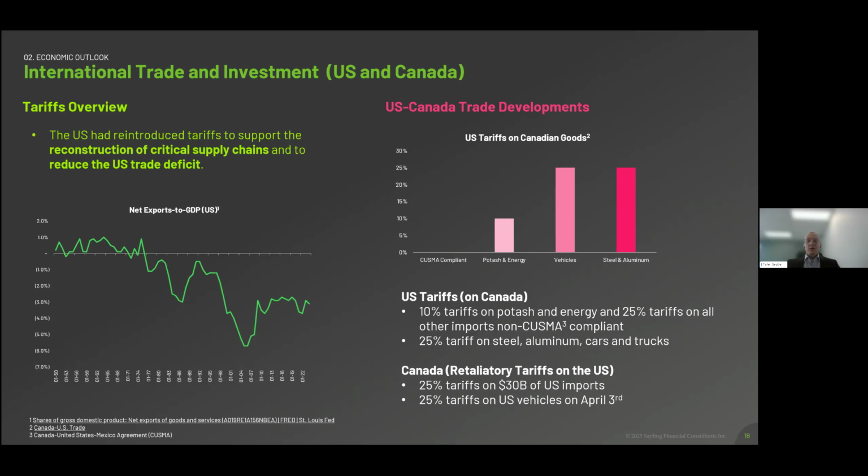In terms of the US tariffs on the rest of the world, a 10% flat tariff on all imports was effective April 5th. This was followed by steep country-specific tariffs, 34% on China, 20% on the EU, and 24% on Japan, all effective April 9th. In addition, a 25% tariff on foreign automobiles was implemented on April 3rd.